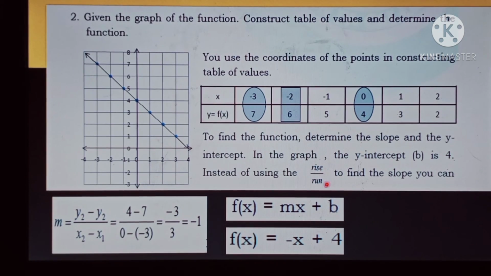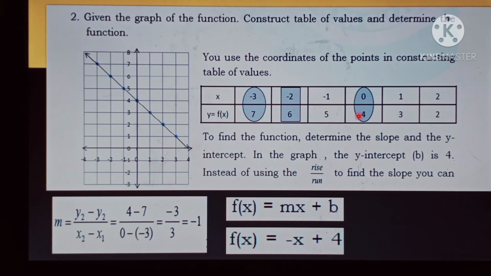So, instead of using the rise over run sa graph, kunyari, ayaw mo ng rise over run, no? So, you can use 2 points. So, the formula for the slope is y sub 2 minus y sub 1 over x sub 2 minus x sub 1. Sorry for the typographical error. So, ang point dito, kung ito ay parehas sub 2, ito dapat ay parehas sub 1. No. So, ang ginamit niyang point dito ay 0,4 pati negative 3,7.